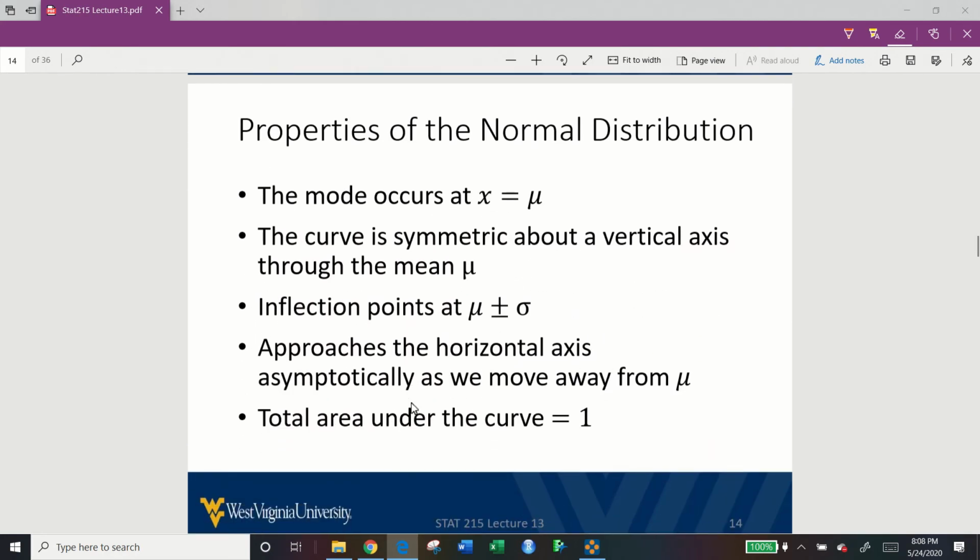So let's take a look at some of the properties of the normal distribution. For us, the mode occurs at x equal to mu. The curve is symmetric about a vertical axis through the mean mu, which you were able to see in the previous 3 slides. There are inflection points at mu plus or minus sigma. So at 1 standard deviation on either side of our mean, that's where our inflection points are.